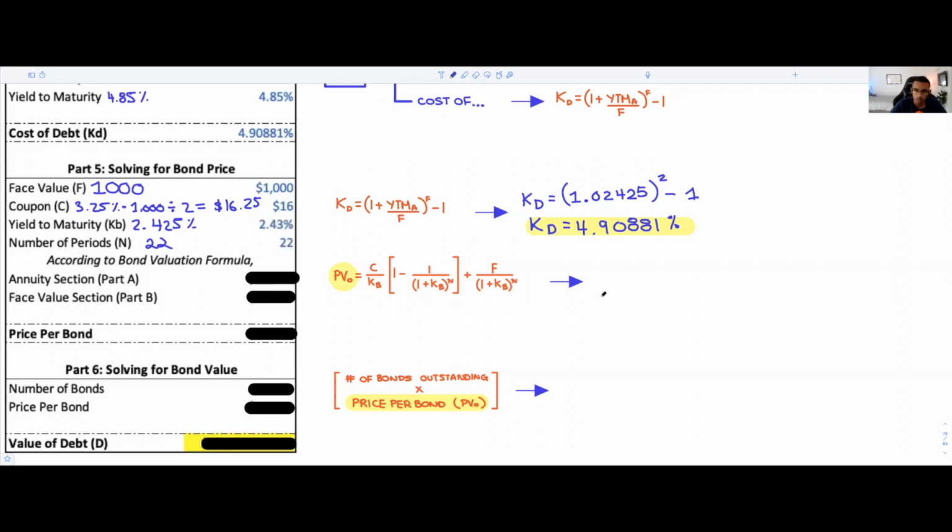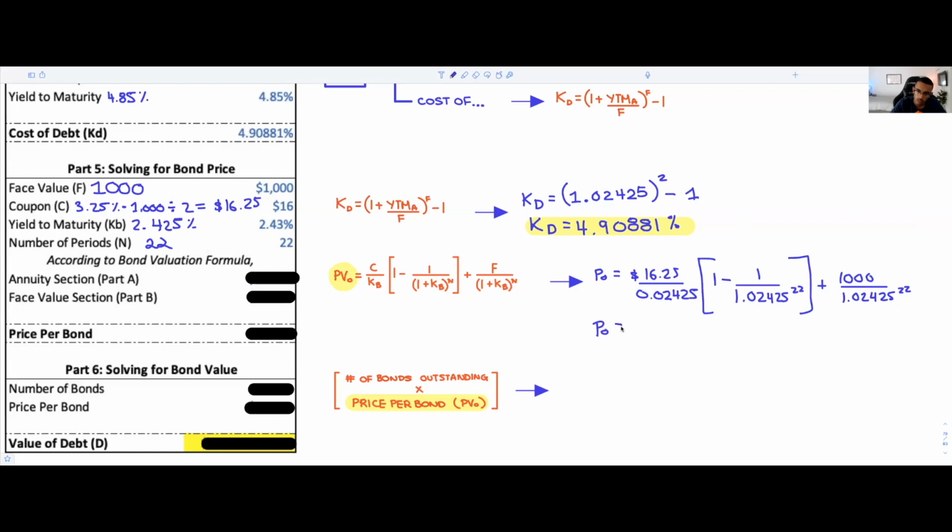And we could go ahead and plug this in within our formula. So P0 will be equal to 16.25 over 0.02425, times 1 minus 1 over 1.02425 to the power of 22. And then I could do this plus 1,000 over 1.02425 to the 22. And that should be pretty good. I don't think there's any mistakes.